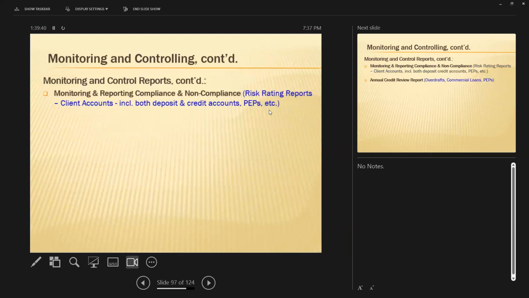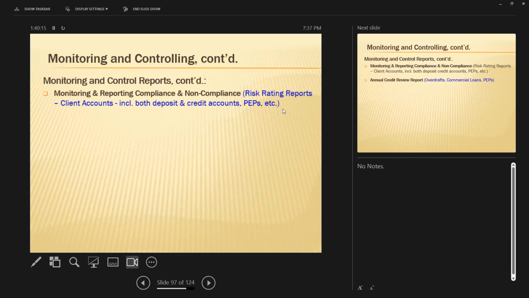Okay, so where are we now? Monitoring and reporting, compliance and non-compliance. Some of the reports are risk rating reports on your client's accounts, which include both your deposit and your credit accounts. Politically exposed persons, that's PEPs, etc. So this is where, like annual reviews, you want to make sure again that the particular credit is properly risk rated.